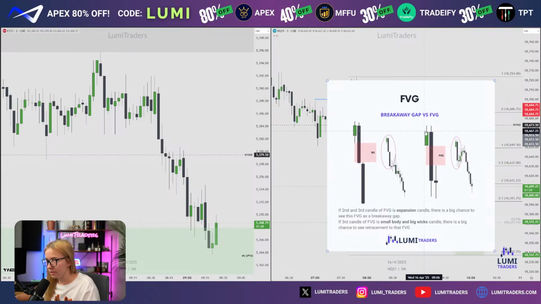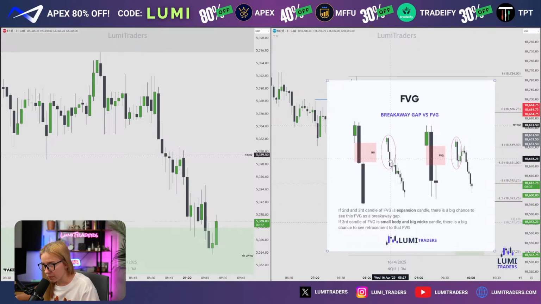But when we see first candle, second candle, expansion, whatever this candle is, I don't care. But the last candle, some sort of consolidation on a lower time frame, looks like this, with a small body and big wicks right here. We anticipate price is going to retrace and continue going lower.